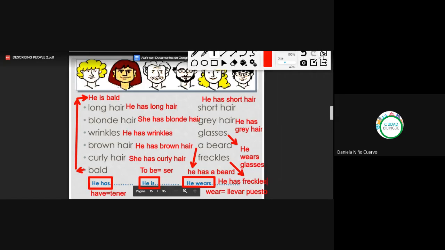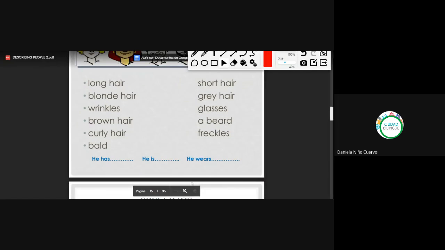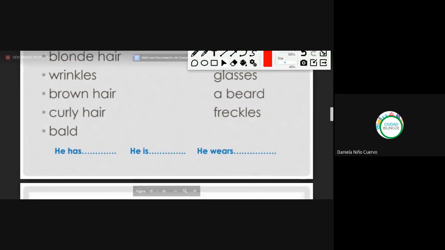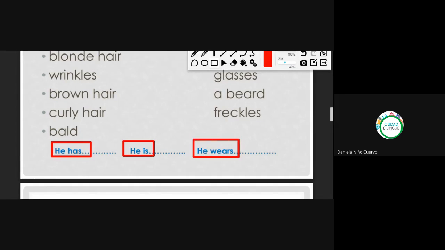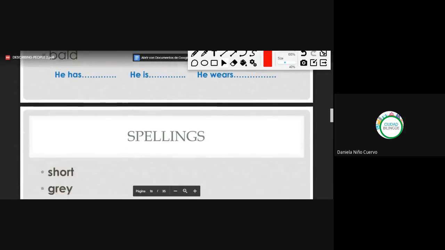I'm going to erase. Remember these three verbs. Recordemos entonces estos tres verbos que utilizamos al momento de escribir. Él tiene, he has. Él es o él está, he is. He wears, él usa. Yes, three verbs. So we continue over here.